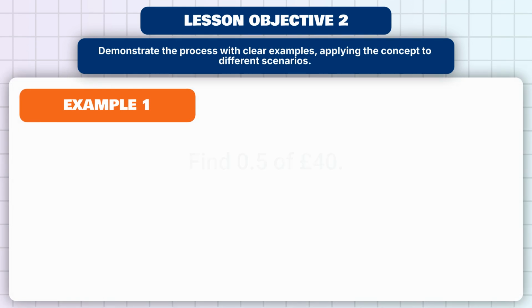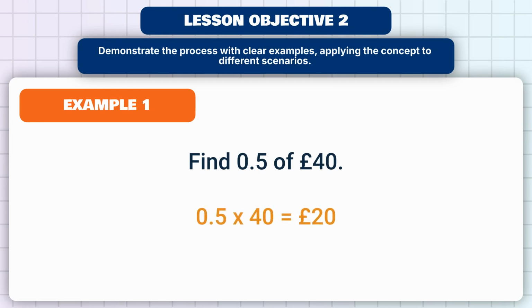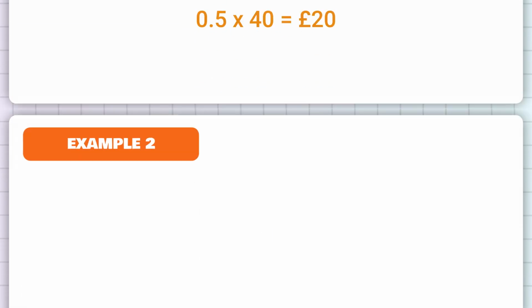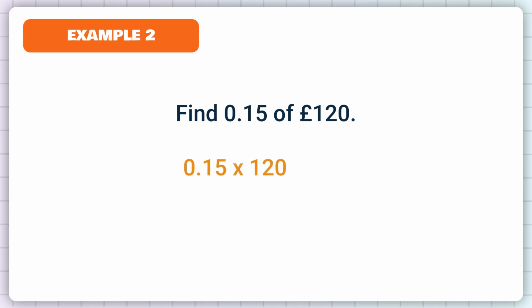Let's do an example, finding 0.5 of £40. Simply multiply 0.5 by 40, which gives us £20. Let's dive into some more practical examples. Suppose you have £120 and want to find out what 0.15 of it is. Multiplying, we get 0.15 multiplied by 120 equals 18. So 0.15 of £120 is £18.